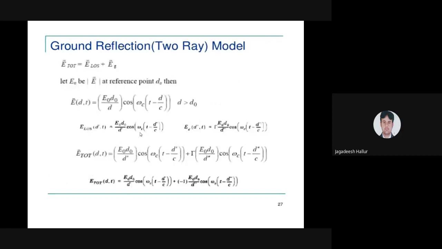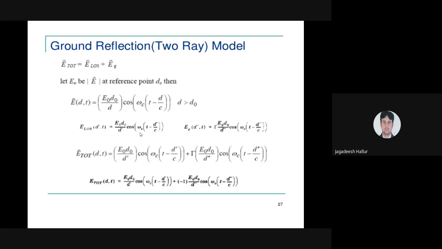But this D naught, yesterday I told you, is the initial distance, a reference distance or a reference point from a transmitter to the receiver. So the electric field with respect to the reference distance, with respect to the reference point, that equation is there. That is the equation for this reference point. The main equation of this reference point can be depending on these two rays.